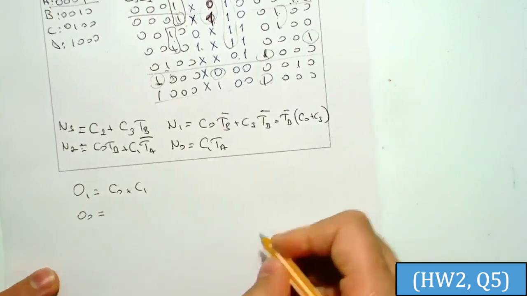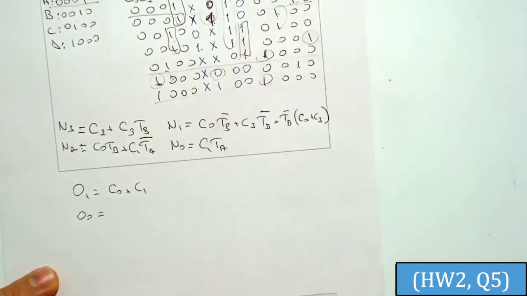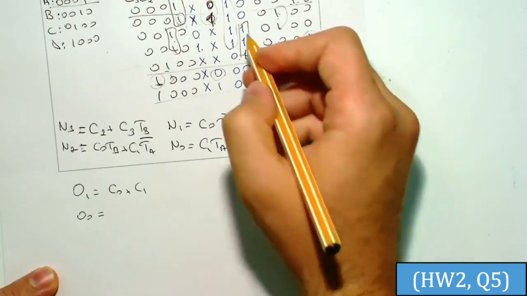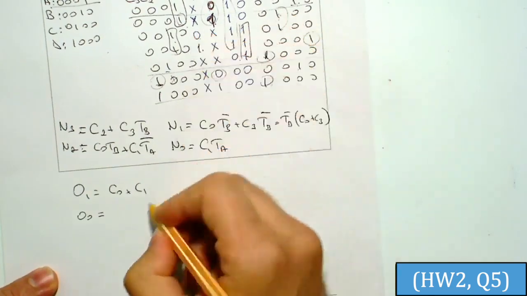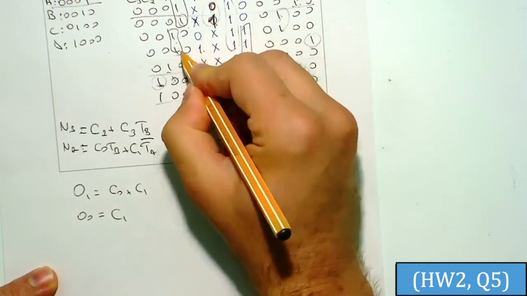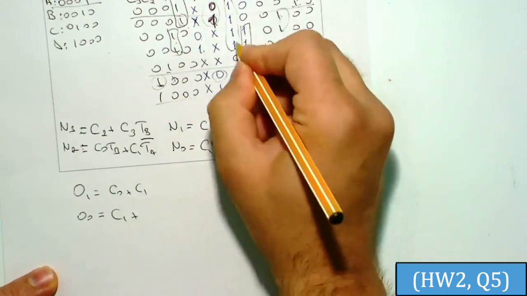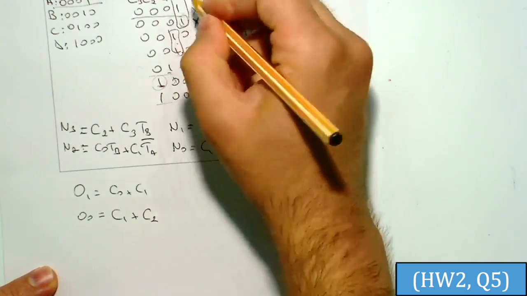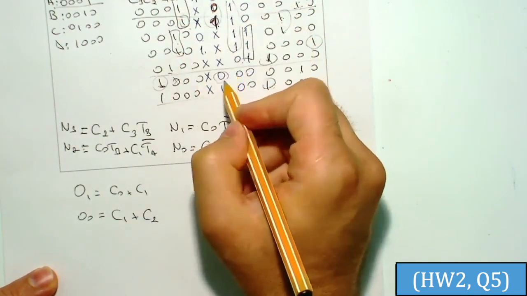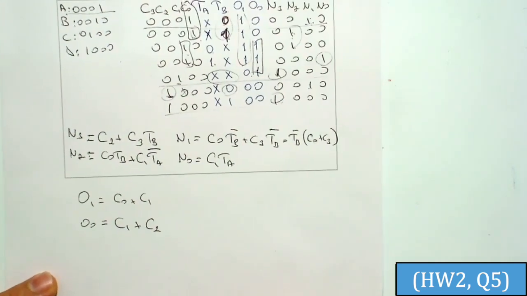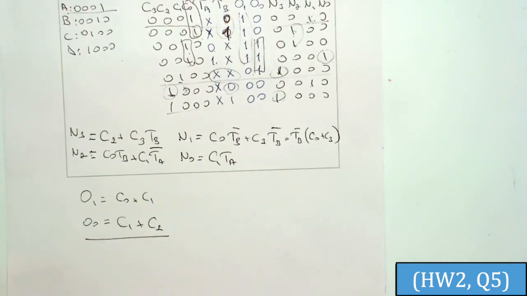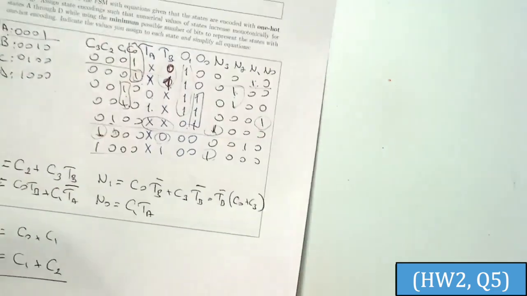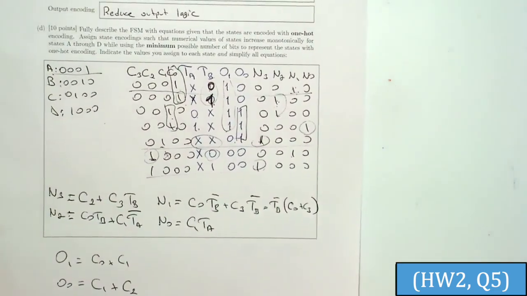For O0, I have ones here. So I have C1 as 1, and it also doesn't depend on TA, or I have C2 as 1, and that also doesn't depend on the input. So these are the Boolean equations for the output. Okay. All right, so we'll move on to the other one.